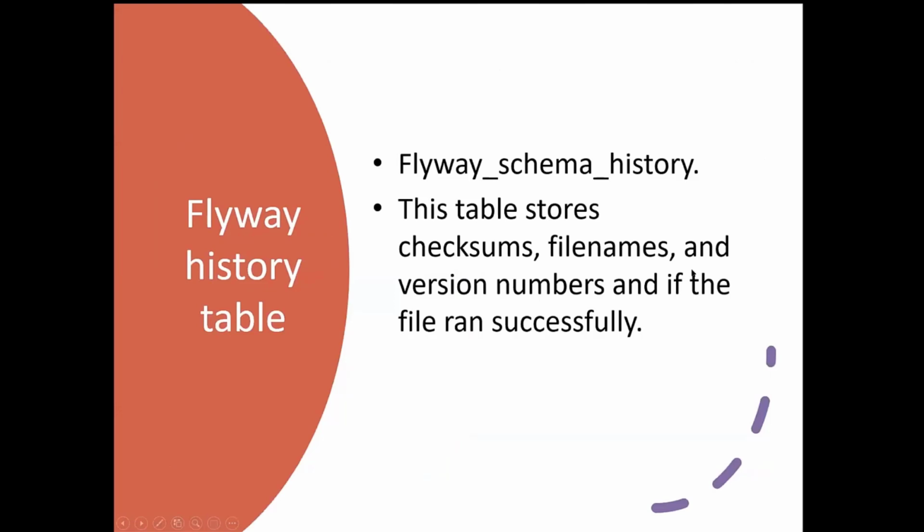So this Flyway history table I keep talking about is called flyway_schema_history. This table stores checksums, file names, version numbers, and if the file runs successfully. You'll be looking at this table a lot if people change files that shouldn't have been changed or delete files. The nice thing about Git is that you can back a lot of that stuff up, so it doesn't have to happen. And then you can also just change the checksums in the table itself to make everything work. I think the Flyway repair will also do a lot of that for you as well.